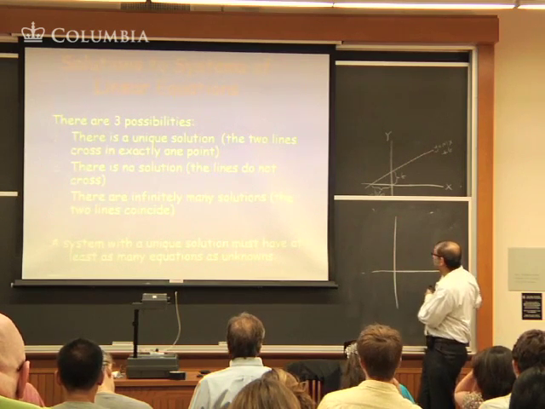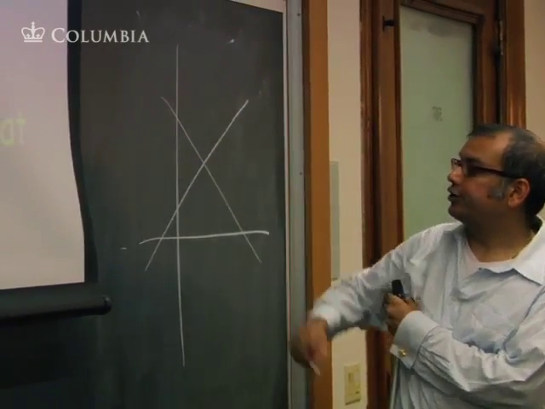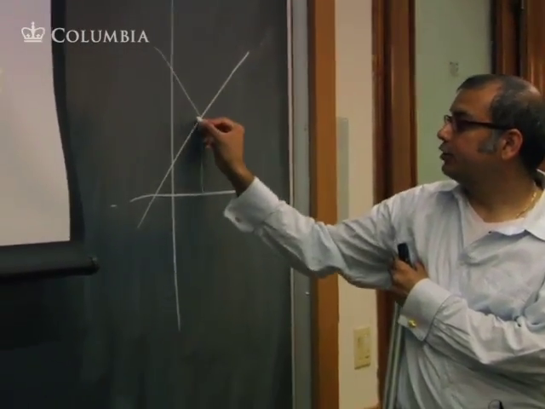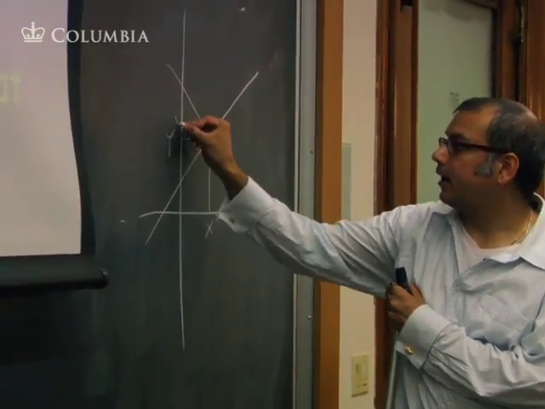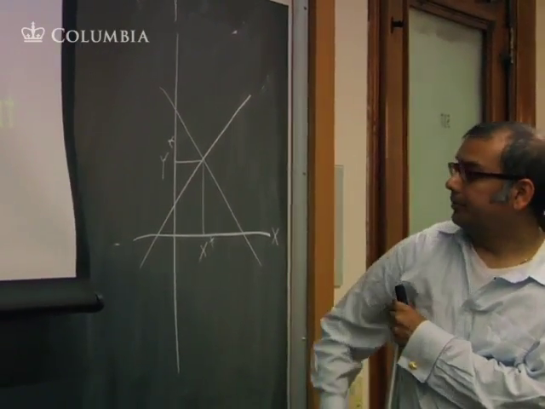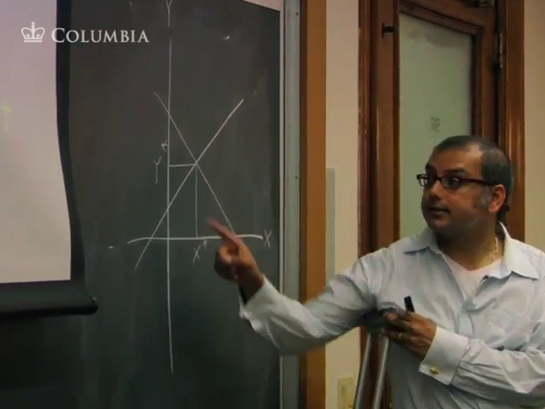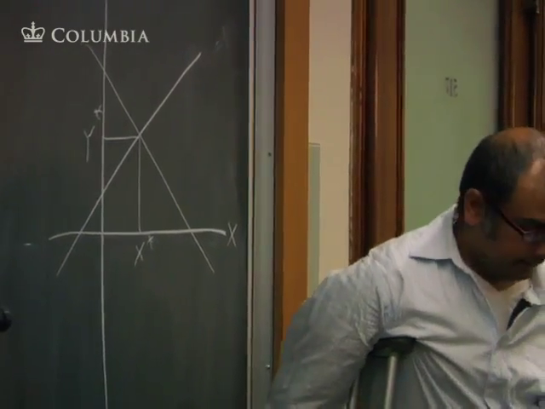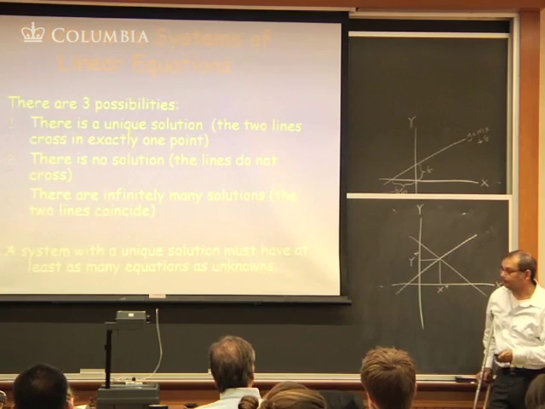So the happy situation where you have two equations that cross once with a particular solution, let's say the solution is x star and y star. X star refers to a particular value of x, y star refers to a particular value of y. This is generally the kind of problem we're trying to solve.